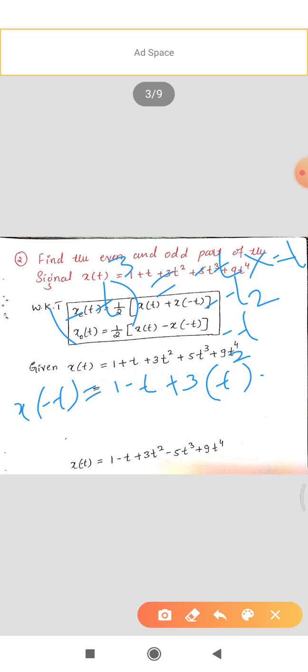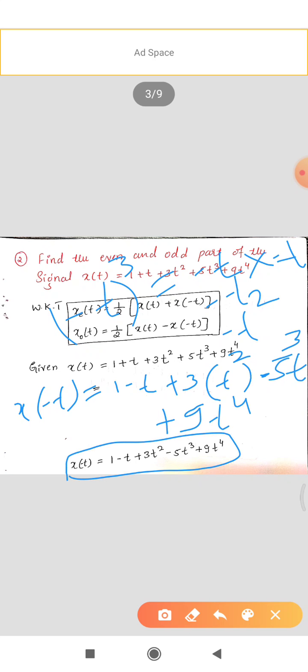It will be again negative, odd number. So it should be minus 5t cube. Then plus 9t minus t raised to 4. It will be, so negative sign you are multiplying even times, so then it will be plus 9t raised to 4. So this is your x of minus t. That is 1 minus t plus 3t square minus 5t cube plus 9t raised to 4. Hope you have got this, right?